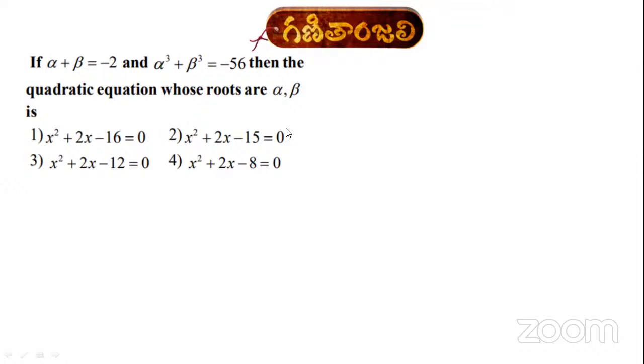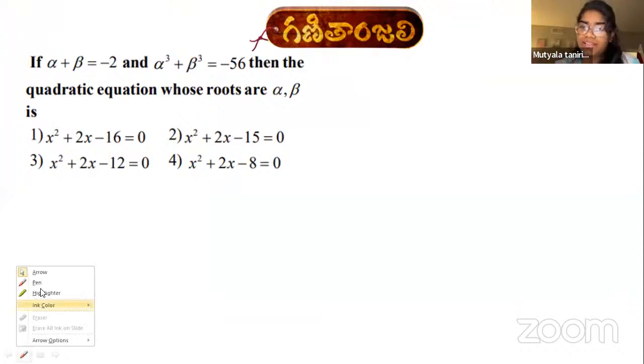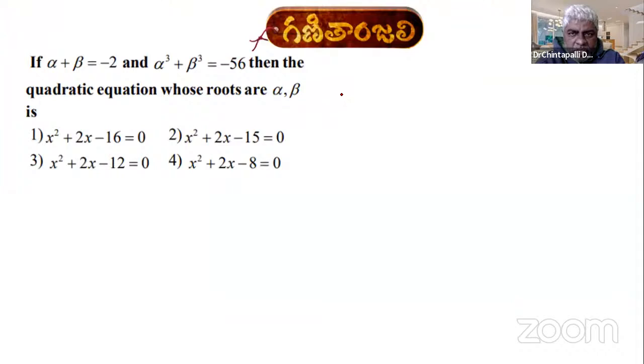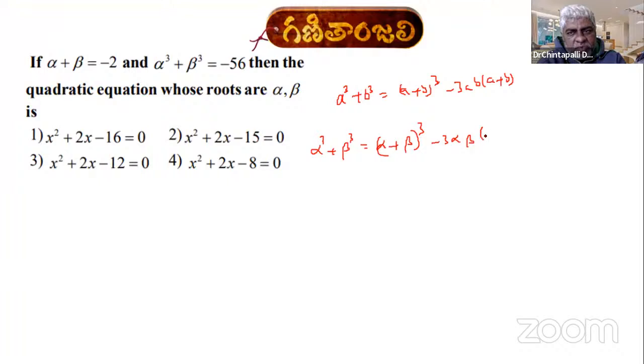Do you know how to solve this sum? Alpha plus beta is minus 2, alpha cube plus beta cube is minus 56. How do we find the alpha cube plus beta cube? There is a formula for it. A cube plus B cube is equal to A plus B whole cube minus 3AB times A plus B. Similarly, alpha cube plus beta cube is equal to alpha plus beta whole cube minus 3 alpha beta into alpha plus beta.